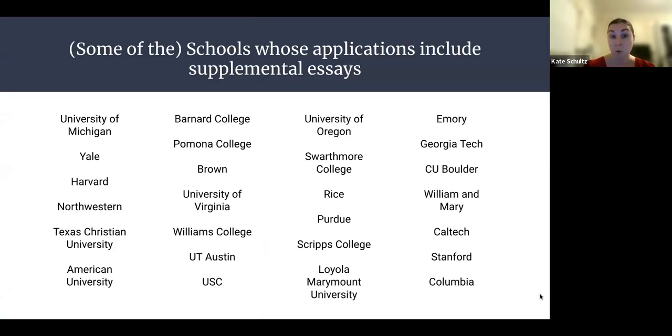And some of the schools whose applications include supplemental essays are, for instance, Stanford, University of Virginia, Brown, Northwestern, Harvard, many schools. This is not a complete list, but you can see that they can be very common in applications.